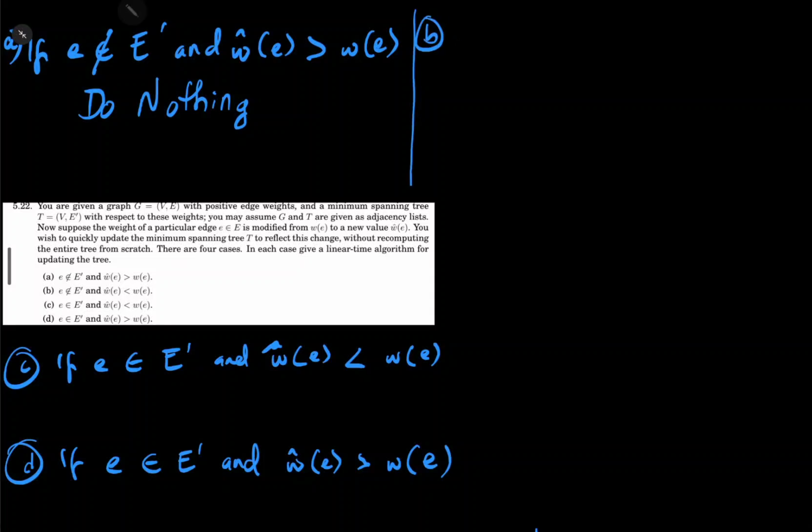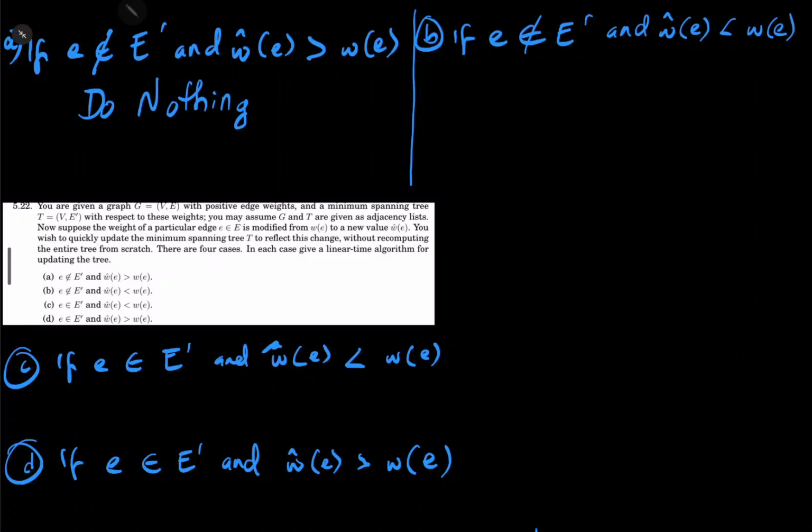So let's look at the B part. We have an edge that is not part of the MST. So if the edge is not part of the MST and its new weight is less than its former weight, what do we do? For this one, it's possible that it could make it into the MST because it's now cheaper. So what we're going to do is we look at all the edges in the MST, and in particular we look at the edge in the MST with the maximum cost, and we compare it to W hat, which is the new cost for E.